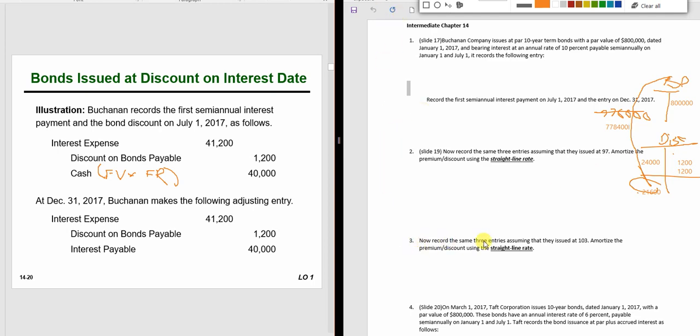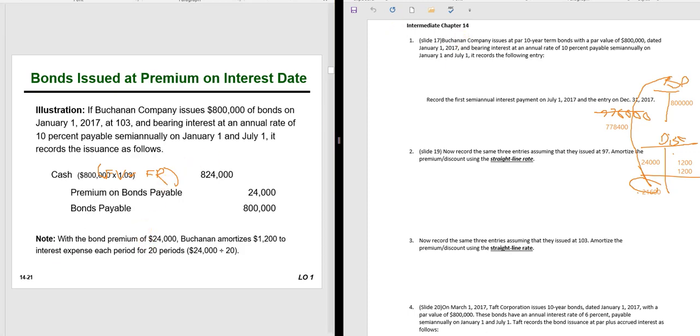All right, now we're going to record the same entry, assuming it's 103. So I credit bonds payable for 800,000 exactly like I did before, and then I debit cash for 800 times 103%, or 1.03, to get 824. Now I need a credit to balance, and a credit is a premium. Notice that the premium goes the same way as bonds payable because it's increasing it. The discount went a debit.